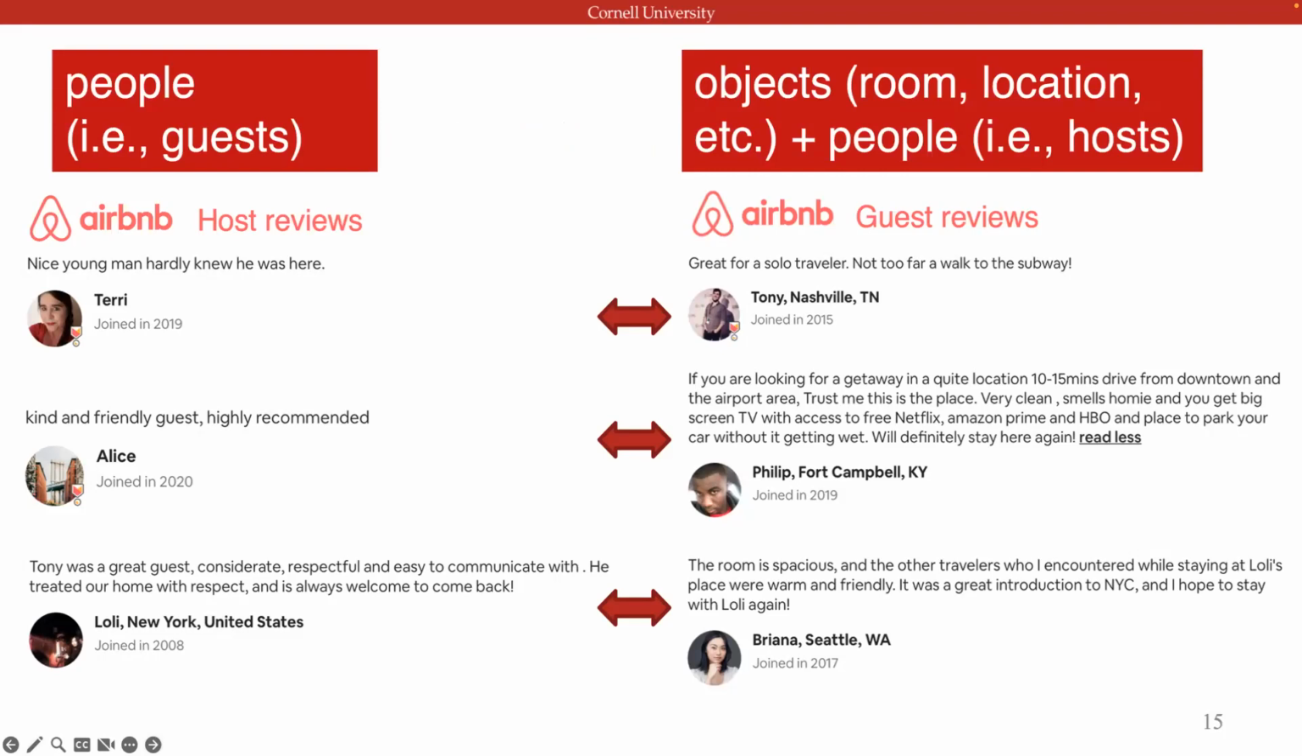Okay, then why does this difference matter? Why it matters is because a uniform policy may lead to different results for these two types of reviews, simply because they tend to have core differences. So we took advantage of a review policy change on Airbnb to show this theoretical difference.